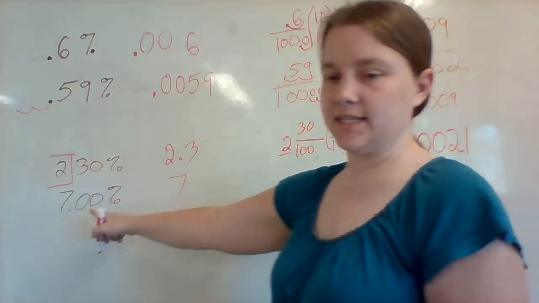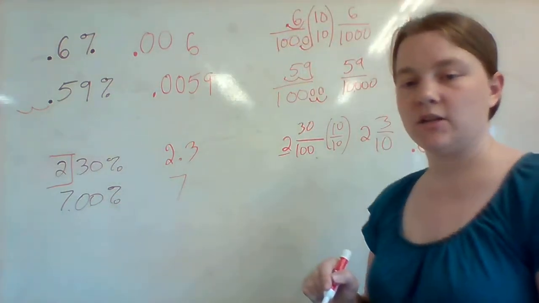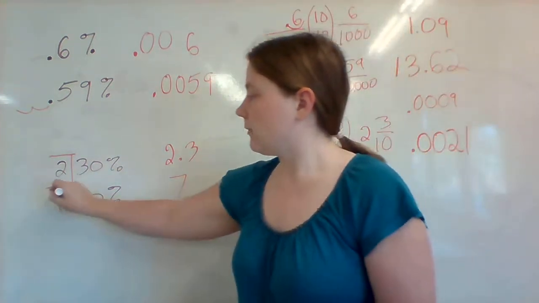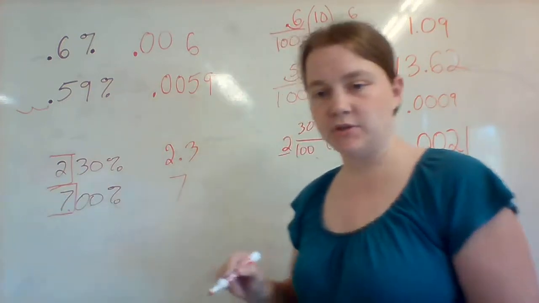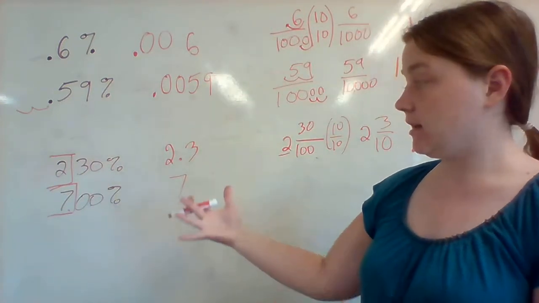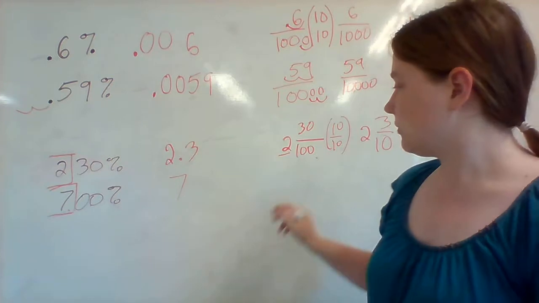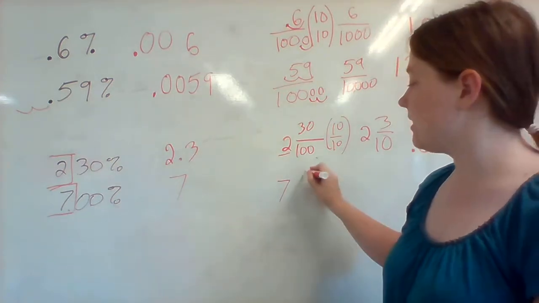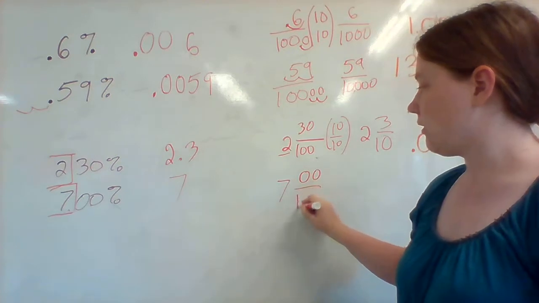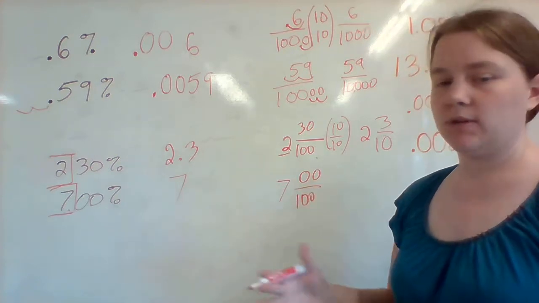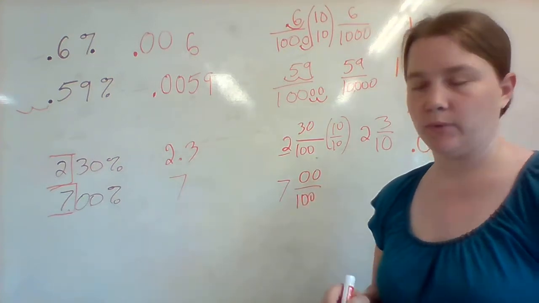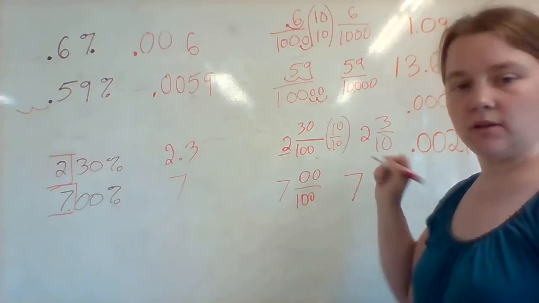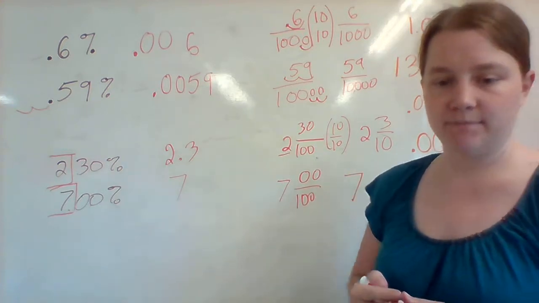Let's go ahead and take 700. Let's put that into a fraction form. Well, anything past the first 2 digits means that that's a whole number. So we have 7 wholes, and we have 0 over 100. And we don't need to say 7 and 0 over 100. So our final answer is going to be 7.